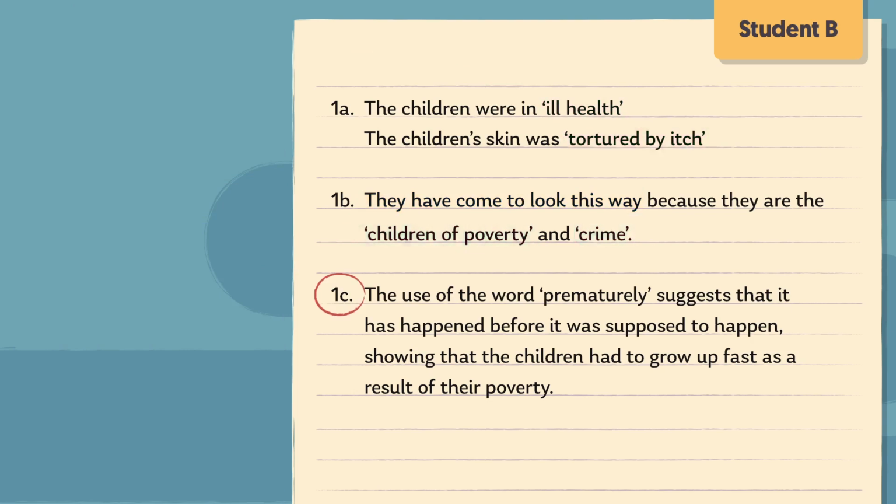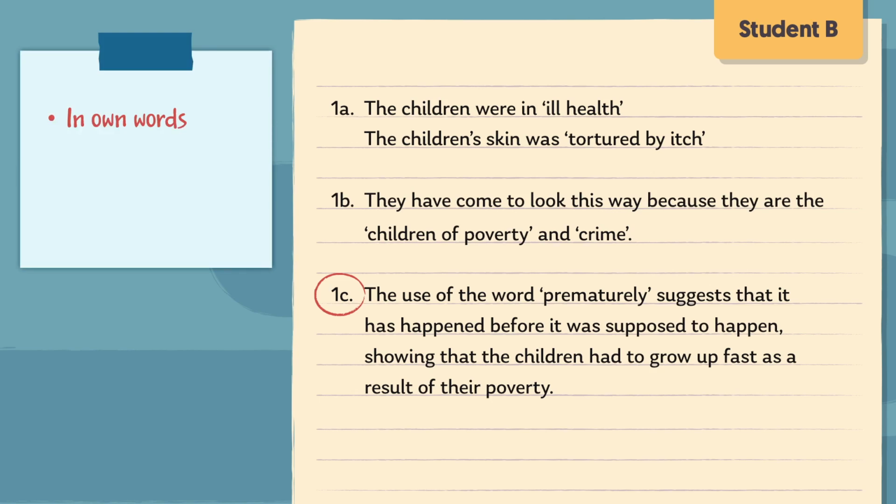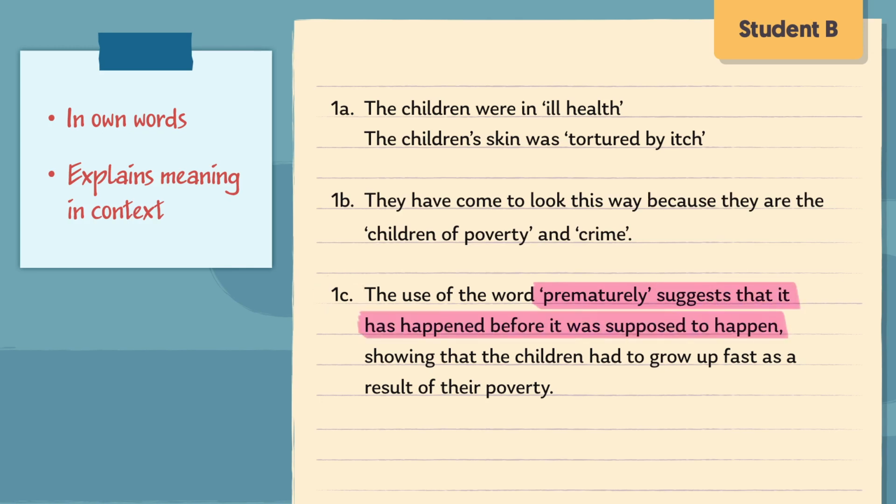Finally, where student A fell short for part C, student B has explained the use of the quotation fully. Their answer is written in their own words and clearly explains the meaning of the word in this context. Prematurely is often used in relation to childbirth, but the student has read the whole text to make a comment about its particular use in this case, which is to indicate how the children's minds are no longer innocent.